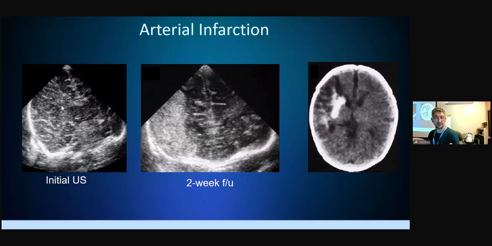Here is another example of an arterial MCA infarction. On the initial ultrasound, we see some changes, loss of cortex white matter differentiation on the extended parasagittal view, and it becomes more prominent at 2-week follow-up. And this is the CT correlation. As you can see, there's infarction in the MCA territory, but there's also hemorrhage. And on the ultrasound, you can't really differentiate between hemorrhage and infarction.